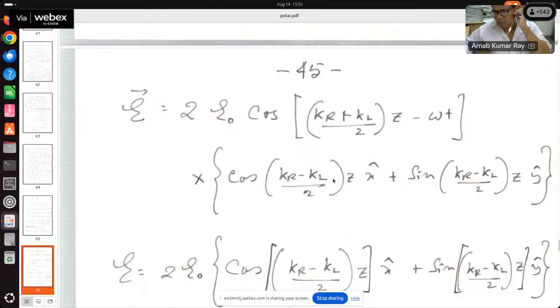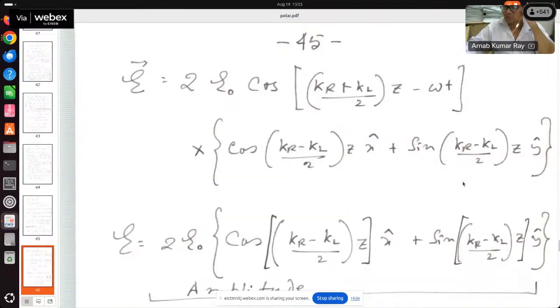Please just carefully note over here, if the material were not optically active, there would have been no difference between kr and kl. Kr would have been equal to kl. So kr minus kl would have been 0. Sine of 0, this part would have vanished, and this part would have been 0. Cosine will give us just cos, this part will become 1, and you will just have 2 into a constant E naught into a constant orientation along the z axis, and then a phase part.